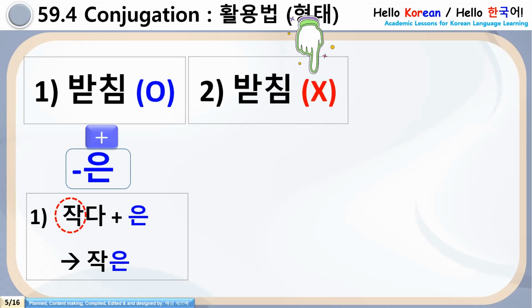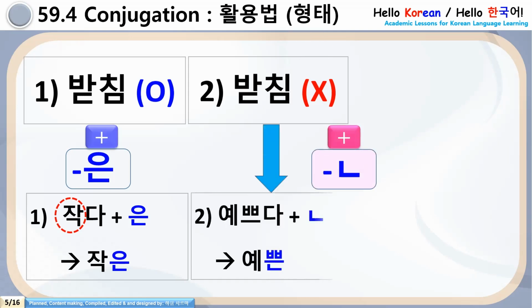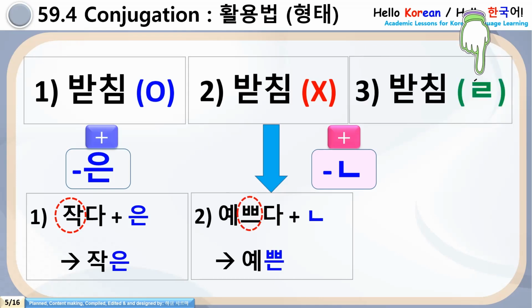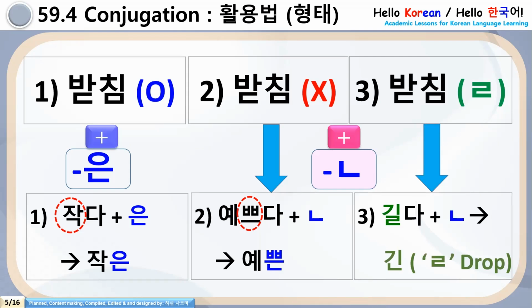Coming to the second category, there is no pachim in the adjective. Then add n only. See the second example. Yeppuda will be changed to yeppun. Coming to the third category, adjective with la pachim. Again, we have to add n. How? With the la dropping. We have to remove la pachim and in place of la pachim, we have to write na. So, khilda will be changed to kin.